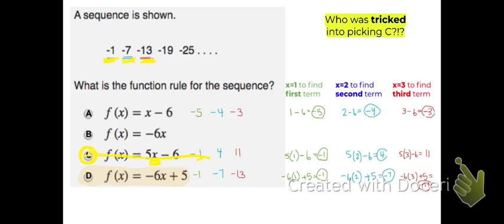You need to make sure that you test at least 3 of the terms. Make sure when you substitute in 1, it gives you the first term. Substitute in 2, it gives you the second term. Substitute in 3, it gives you the third term. Don't be fooled by those trick choices on that state test.